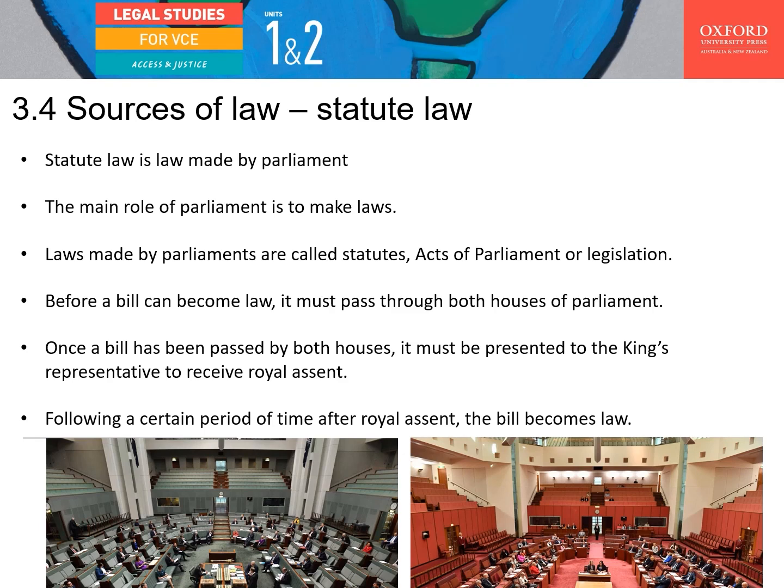You can see them pictured on screen now. Then it's presented to the Governor-General, who's the representative of the King, and they are tasked with the power to provide the King's approval to pass such a law. And that approval is called royal assent. They set a date for the law to begin taking effect, and from that date, the law is going to be in effect.